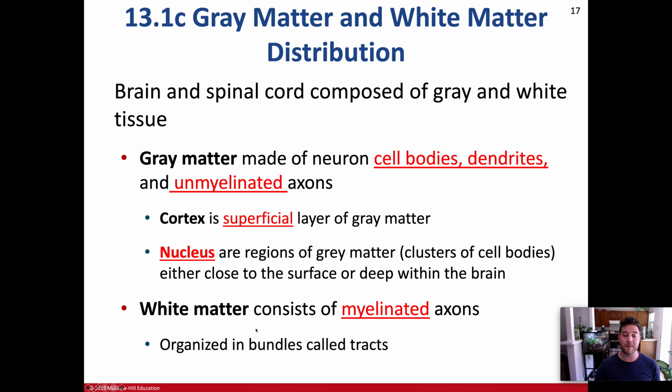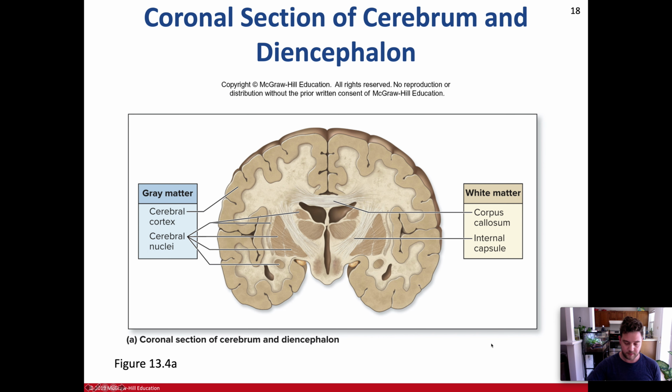And then white matter is organized into bundles called tracts. So we'll see correlations between these names in the CNS versus the PNS as well. Okay, so here you can see this. The gray matter is superficially called the cortex, and deep it's considered the nuclei, the cerebral nuclei. And then in the white matter, you have your corpus callosum, which is connecting the two sides. Remember, these are the tracts, the myelinated axons that are carrying information. So they're going to be your corpus callosum and these internal capsule structures, whereas the gray matter is going to be all the cell bodies doing all the processing and integration.